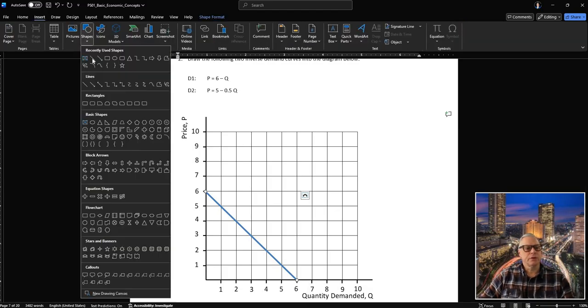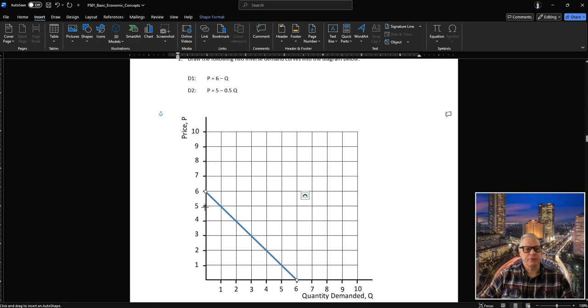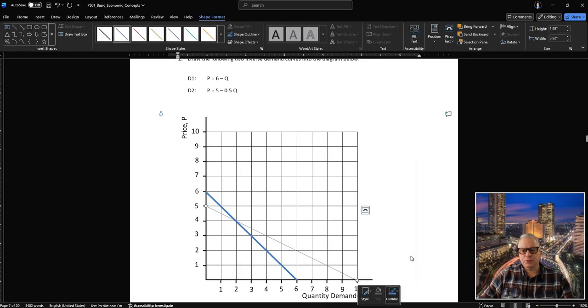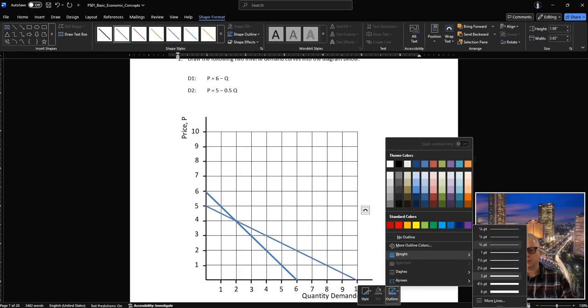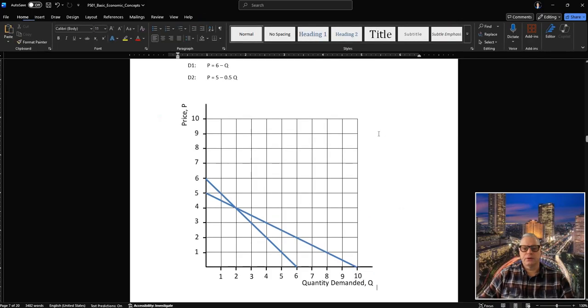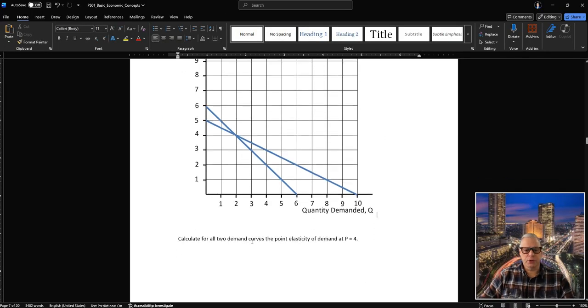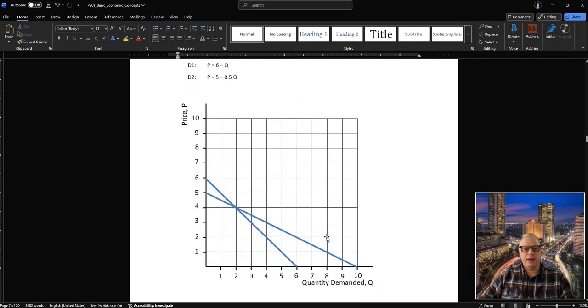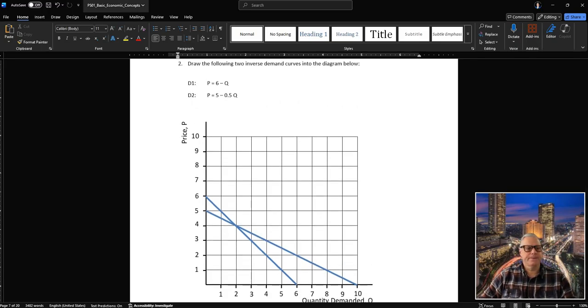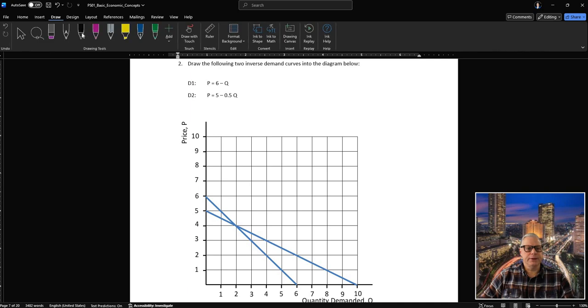So insert shapes. Because this starts at 5, but the slope is only 1/2, it goes from 5 to 10. Okay, so now we are supposed to calculate for the two demand curves the point elasticity of price at the price of 4.